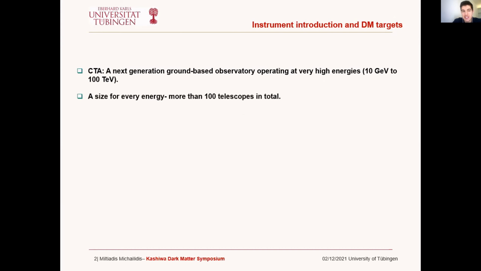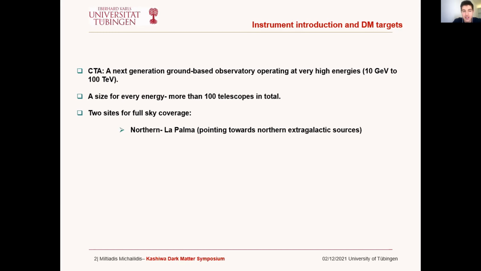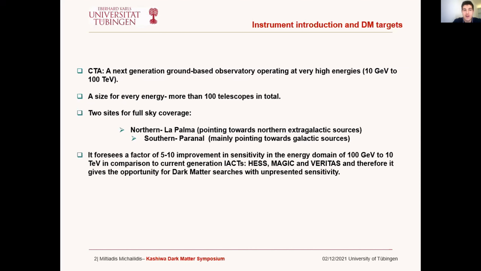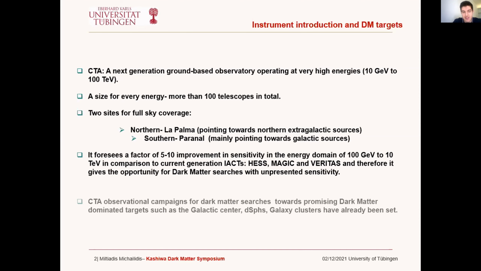As we have already discussed, CTA consists of three different sizes of telescopes: small, medium, and large. At the same time, it offers full sky coverage, given that it consists of two different arrays, one in the northern and one in the southern hemisphere. It also foresees a factor of 5 to 10 improvement in sensitivity in comparison with current IACTs, giving us the opportunity to proceed with dark matter searches with unprecedented sensitivity.